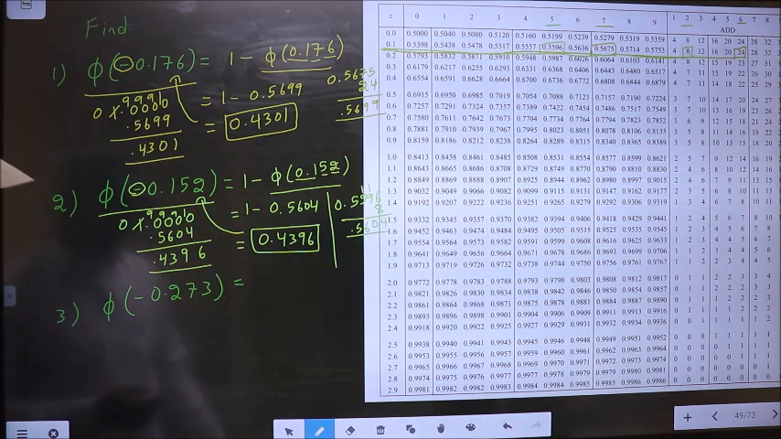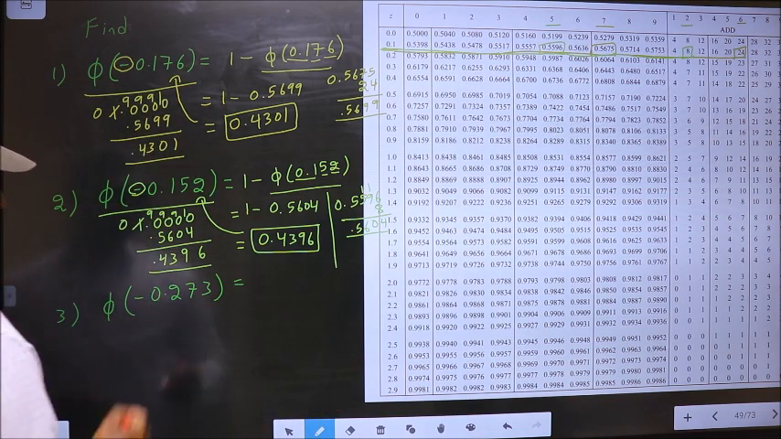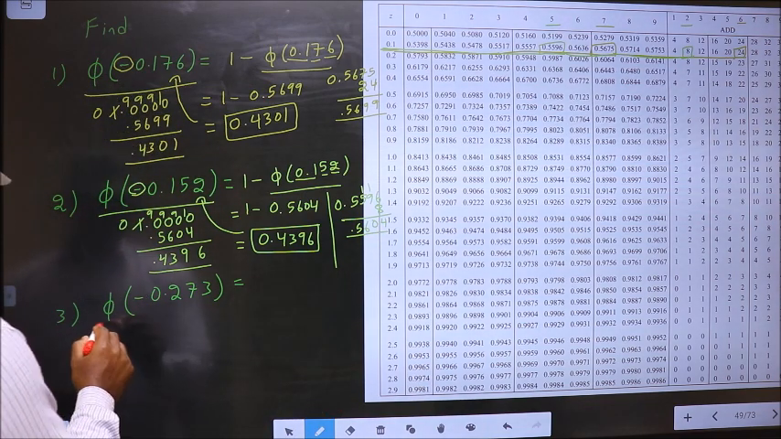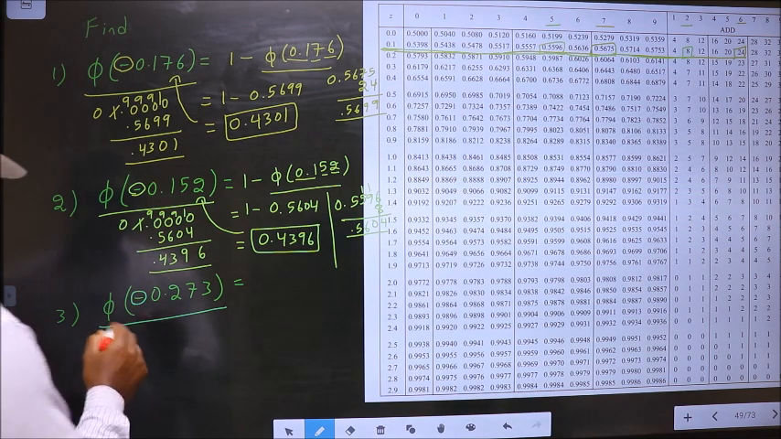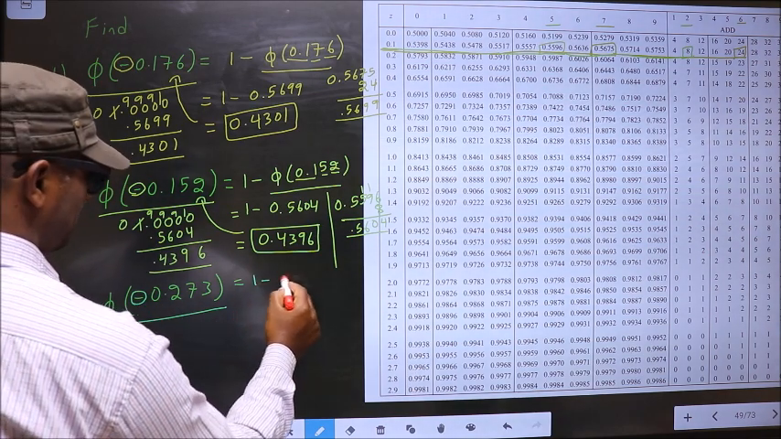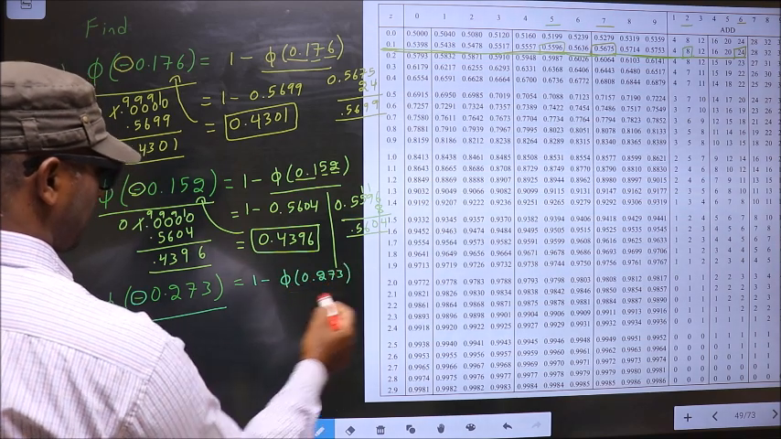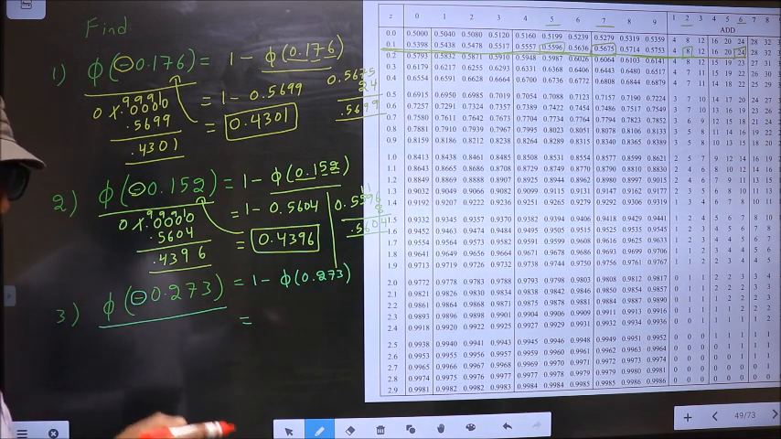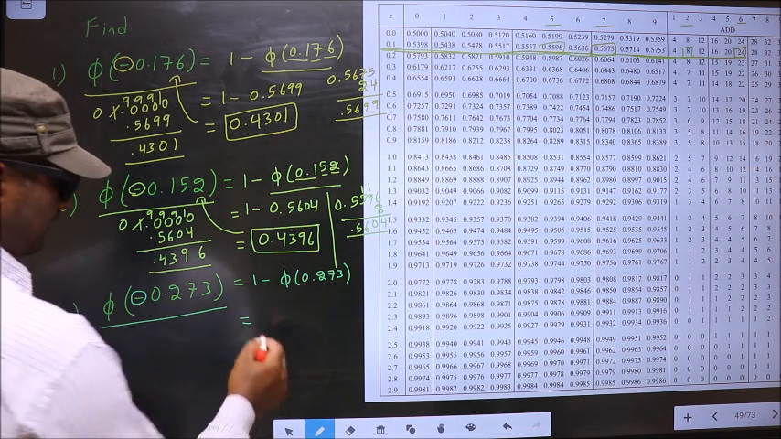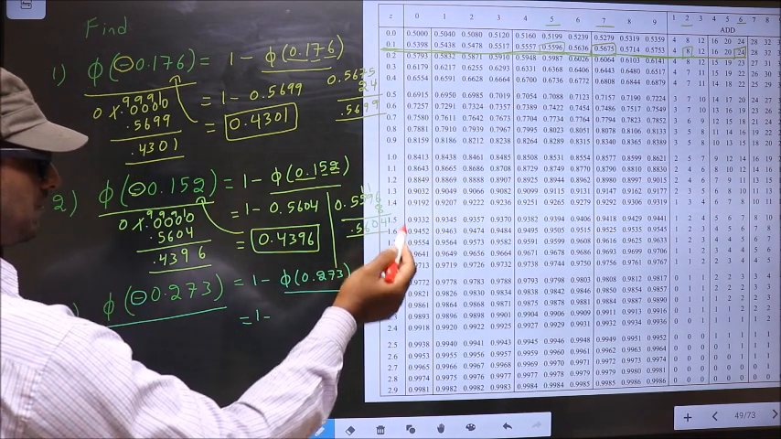Okay, next. Phi of minus 0.273. To find this value, first we should remove the negative sign. To remove the negative sign, we should do 1 minus. Whenever we do 1 minus, the negative will change into positive. It is a rule. Now, 1 minus. This value we will get from the table.